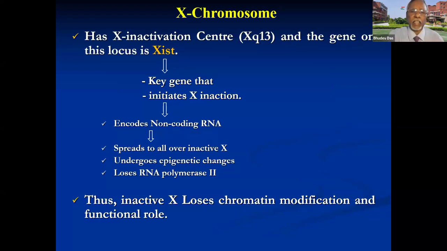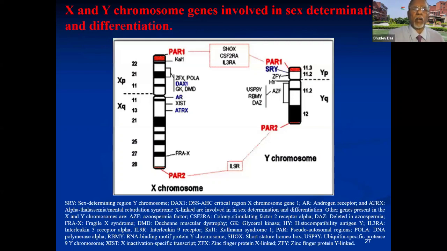And the key gene that initiates the inactivation encodes a non-coding RNA, XIST, and spreads all over the inactive X, which undergoes epigenetic changes and loss of RNA polymerase II. So they are not transcriptionally active. Thus the inactive X loses chromatin modification and functional role. So this is the XY chromosomes, both involved in sex determination. As I told, this X region you can see in the q arm, and there is a fragile X also, responsible for mental retardation and many others. So this can also be located on the X chromosome.